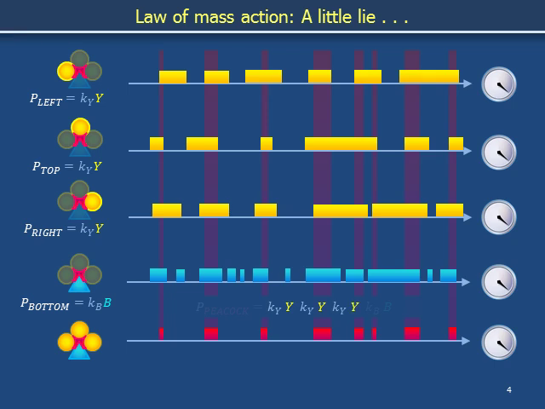Likewise, the right groove contributes another multiplicative factor k sub y times the concentration of y, and the triangular groove contributes a factor of k sub b times the concentration of B. The proportion of time that this particular pair of hot pants is part of a peacock-shaped complex is the product of the fractions of time that the individual grooves are occupied.